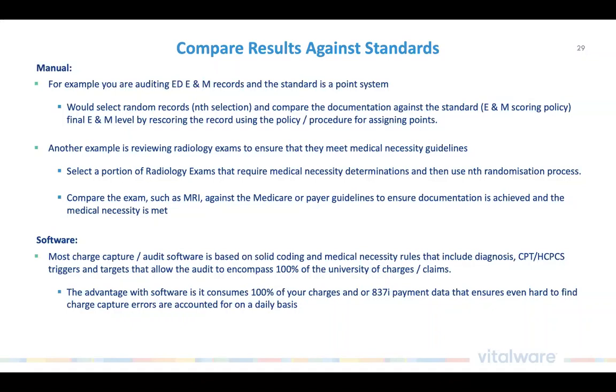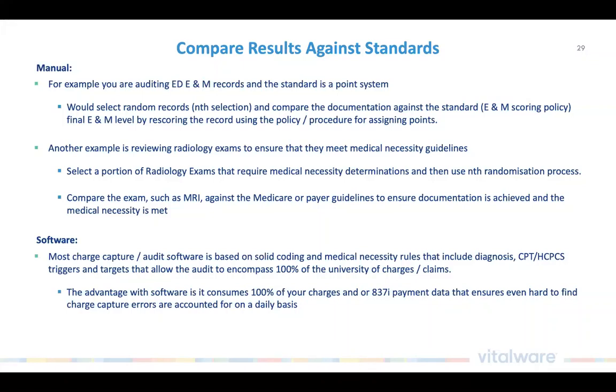If you have software, most of the charge capture audit is based on solid coding and medical necessity rules that include a variety of components, be it diagnosis or CPT, and they have a trigger and a target. And if the trigger's on the claim, it needs to have the target on the claim. If the target's not on the claim, the rule's going to fire and you're going to have to go research it. The advantage to software is that it consumes 100% of your daily charges or 837Is, which is impossible to do if you are using manual.